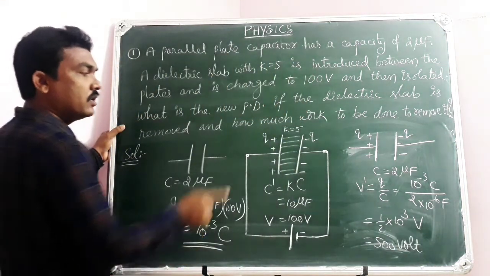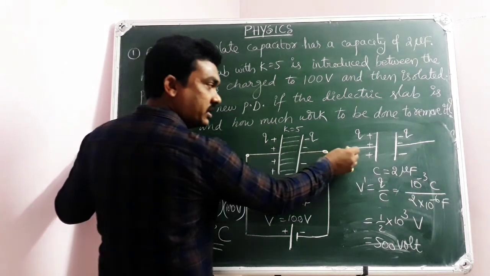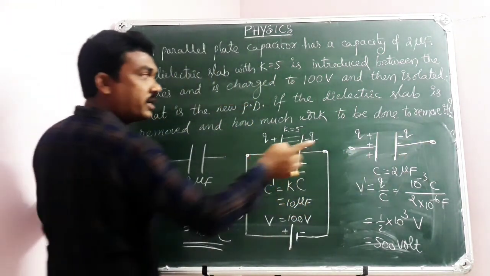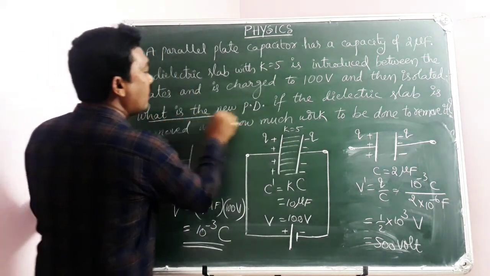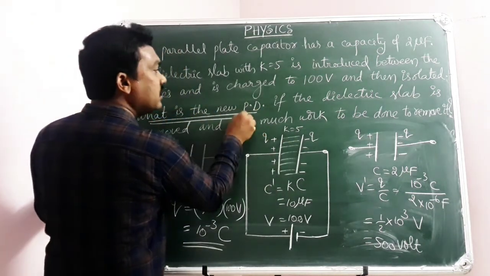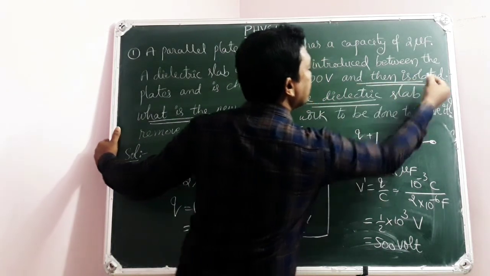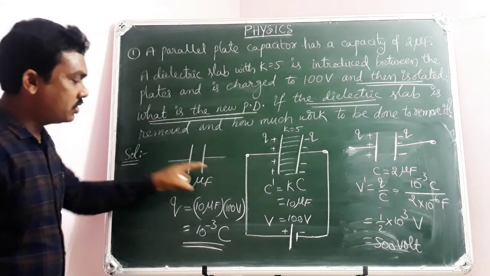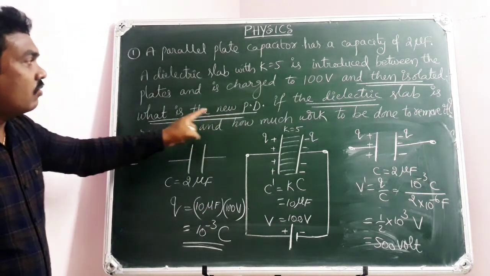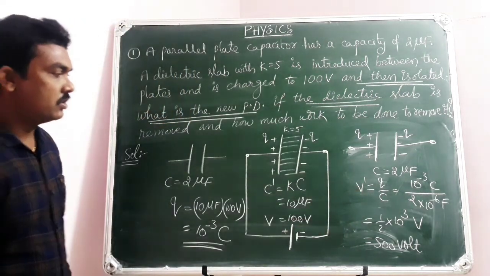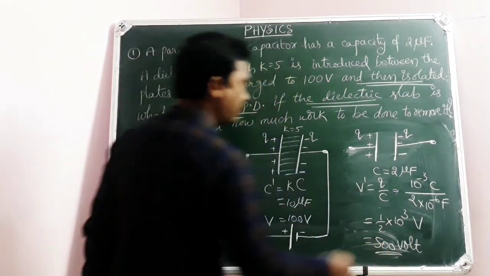So when the capacitor is isolated, disconnected from the battery, and the dielectric material is removed, this is the point. What is the new potential difference if the dielectric slab is removed after isolating, when it is charged to 100 volt and then isolated? So the answer to the second part is 500 volt.